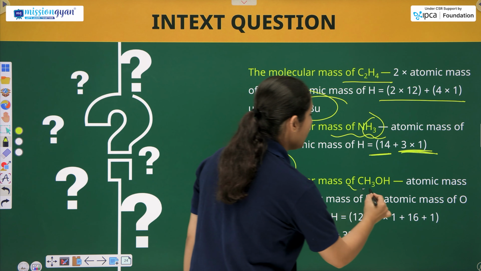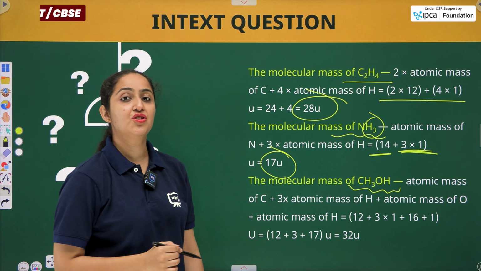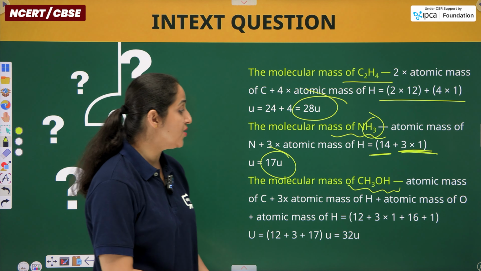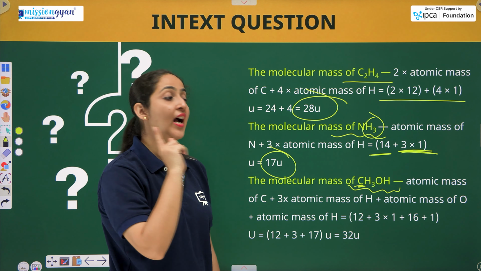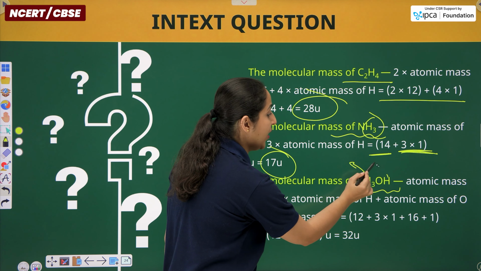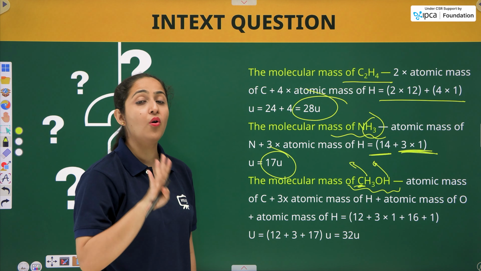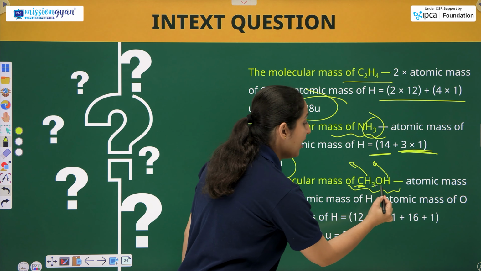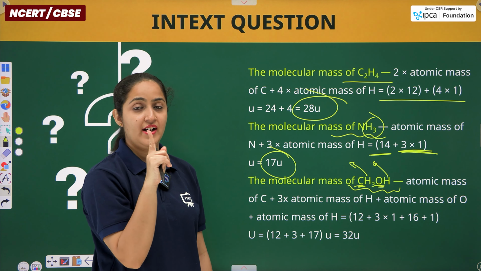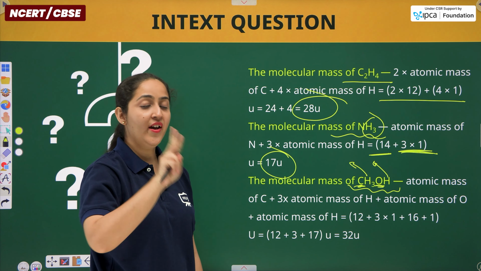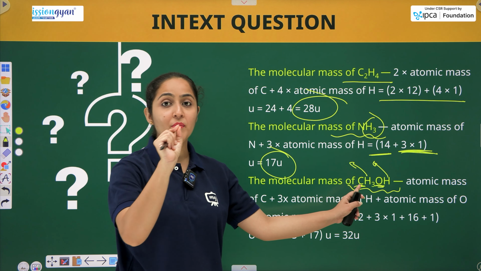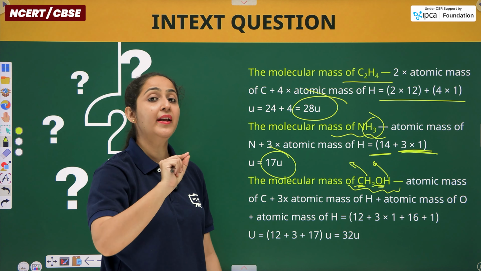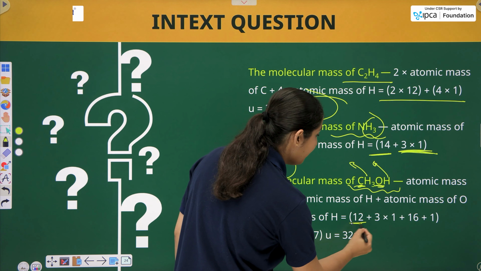Now molecular mass of CH3OH. So here, students, we have how many carbons? 1 carbon is there. How many hydrogens? So 3 hydrogens plus 1 hydrogen, that means 4 hydrogen atoms. And we have 1 O, that means 1 oxygen atom. So 1 carbon, 1 oxygen and 4 hydrogens. So the atomic mass for 1 carbon atom will be 12U. That is what we have written.